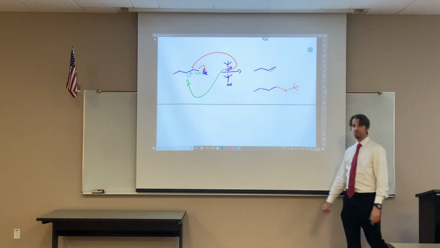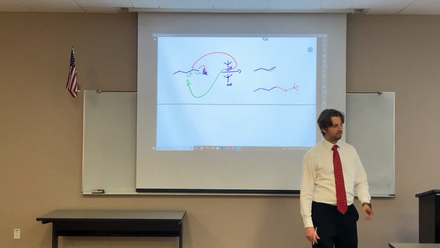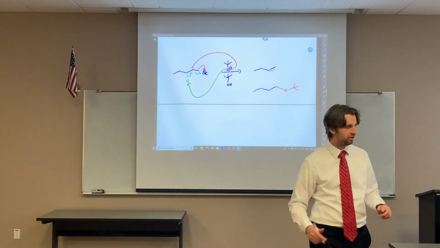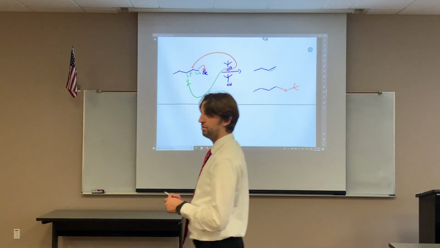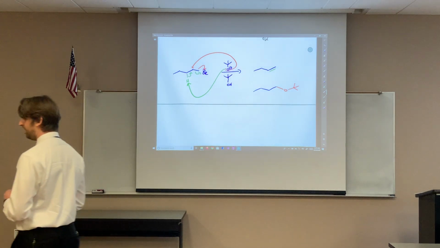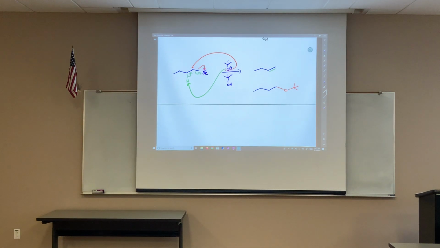That t-butyl group, that t-butoxide, the O with the minus charge with the chicken foot, right? T-butoxide is a very bulky base. It really slows down SN2 reactions.